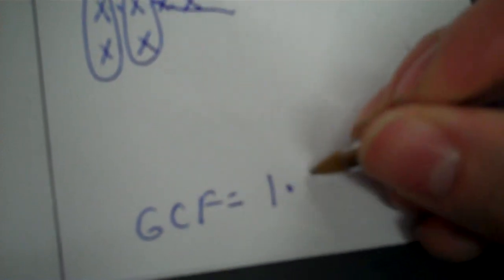So these are crossed out, so that's 2 pairs. So 1 times x to the 2nd. You got to be careful on that. Just because you see two X's there doesn't mean they get circled. They have to go from here to here.